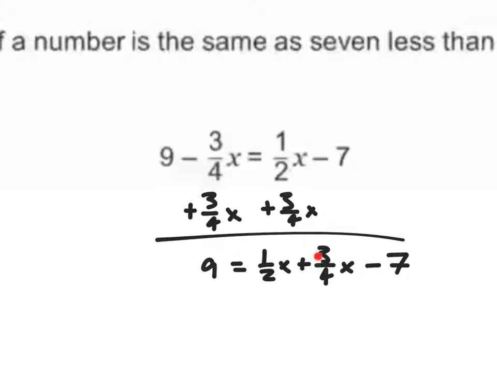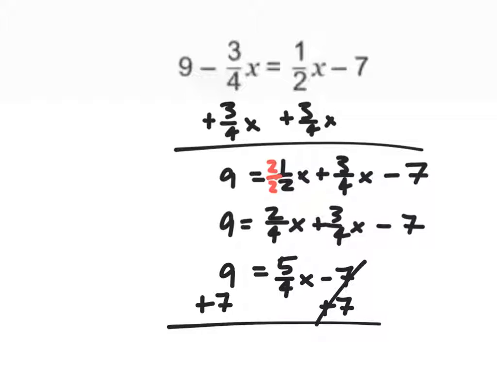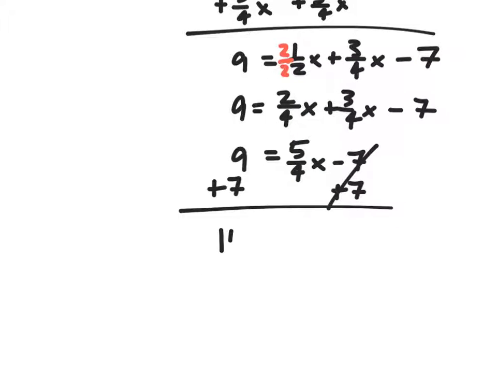Now let's combine these as like terms. Let's get a common denominator. So I'm going to multiply top and bottom over here by 2. So I'm going to get 9 is equal to 2/4 x plus 3/4 x minus 7. 2/4 plus 3/4 gives me 5/4. So I've got 5/4 x minus 7 is equal to 9. Okay, now what I'm going to do is I'm going to add the 7. Okay, so add the 7 to both sides. And that's going to give me 16 is equal to 5/4 x.